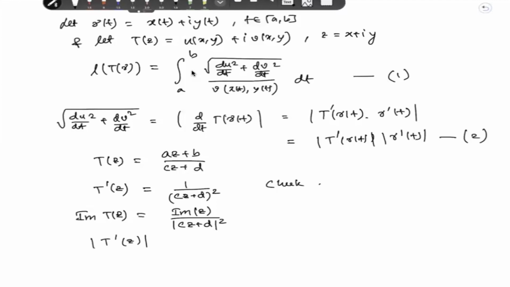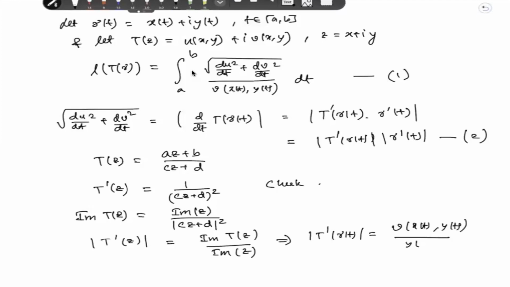So this will be equal to, by imaginary part of Z. So this will imply that mod of T prime gamma t will be equal to, divided by y(t). So yeah, let us write this to be 3.